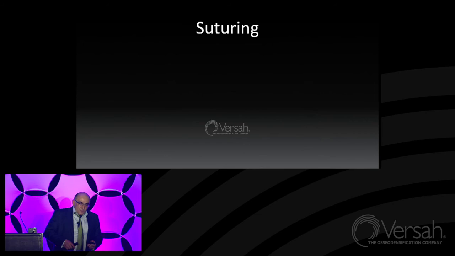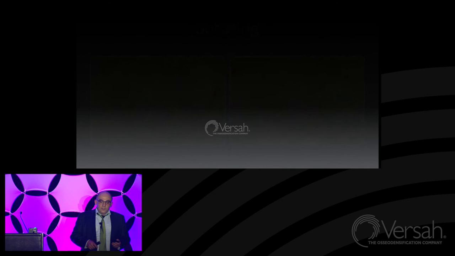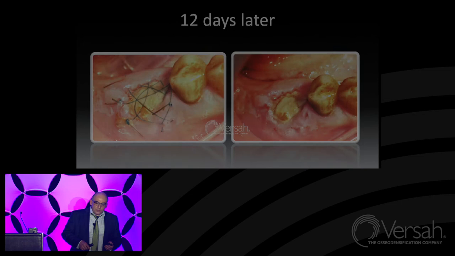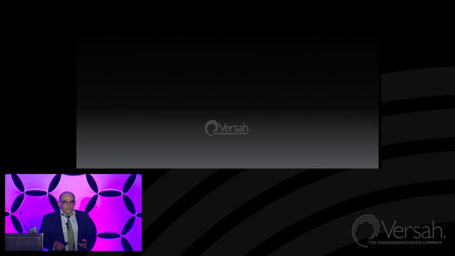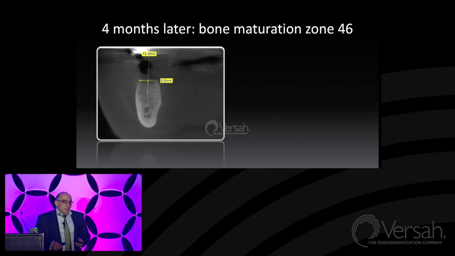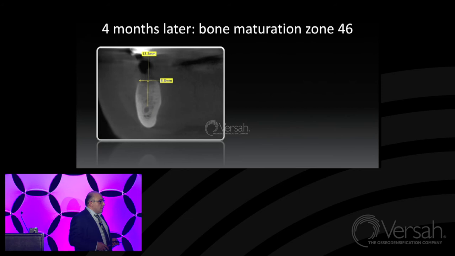Suturing the edges of the soft tissue around the socket and waiting some 2 weeks. Then we take out our sutures and let the patient go and live his regular life. The patient returns 4 months later, we make the CBCT scan. We diagnose the situation. We see that we have enough width and length of the bone here.